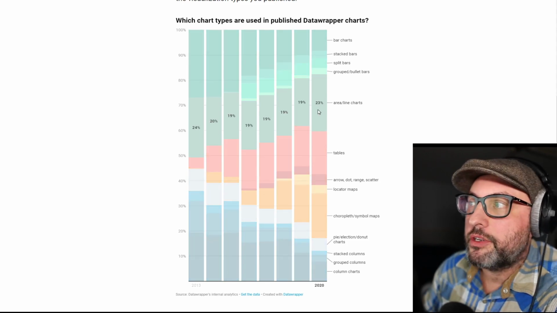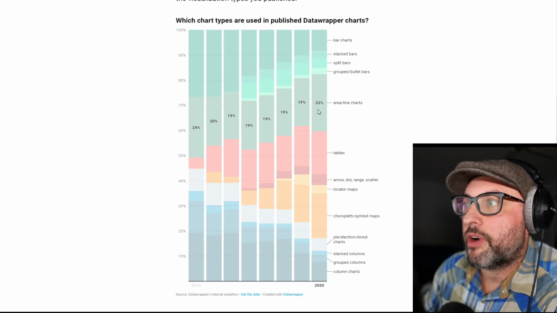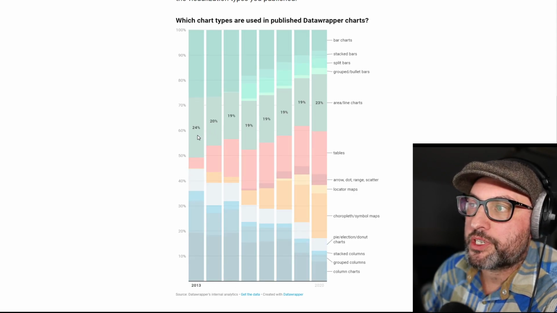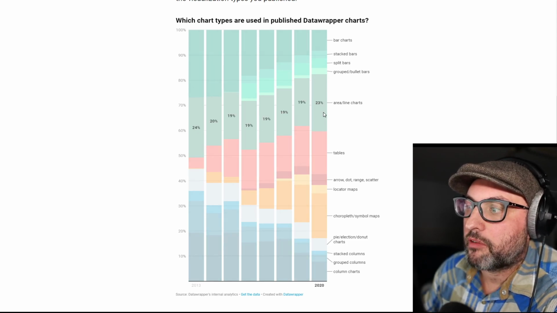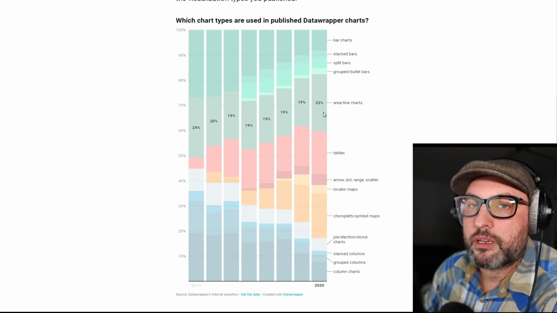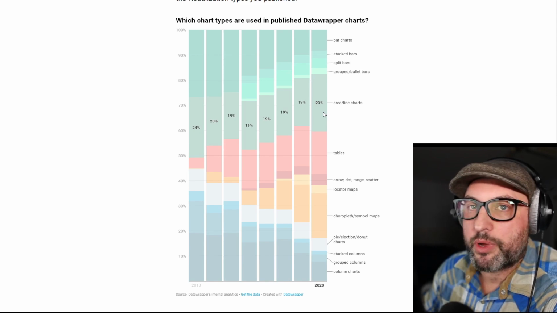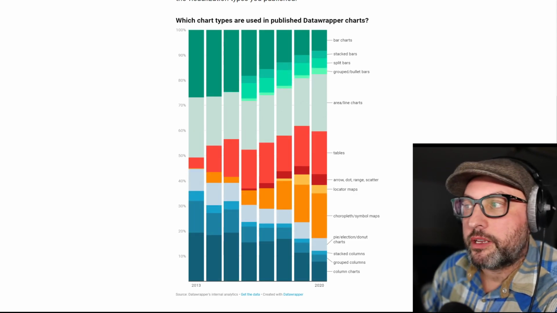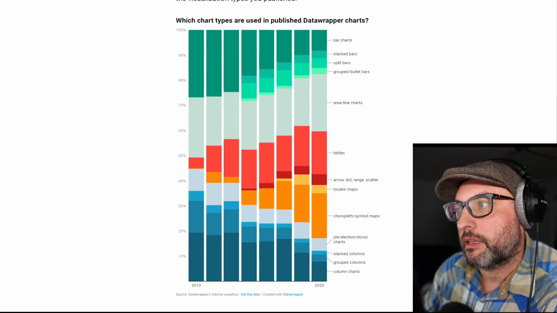Now, the distribution of line and area charts for this tool, for Datawrapper, has not changed. It was 24% of all charts in 2013 and pretty much stayed at the same level in 2020 at 23%. Now, I don't think it's possible to go away from line area charts at all. I think when it comes to showing dynamics and data over time, nothing beats the line chart. I'm a big fan.